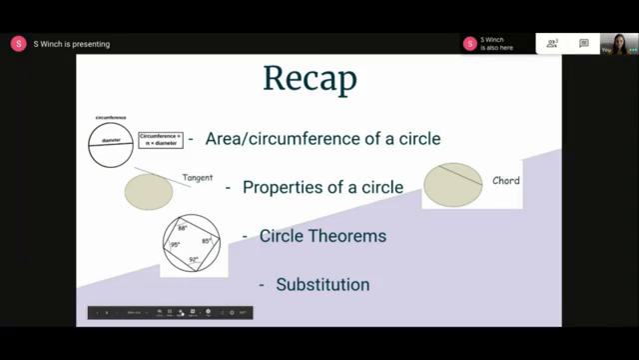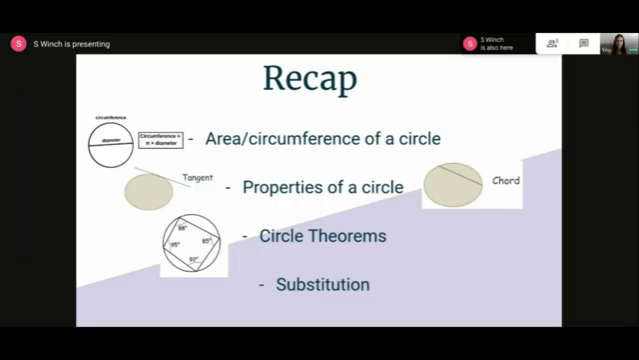So if we start off by recapping, we looked at area and circumference of circles. We spoke about the diameter, which of course is the line that goes all the way across a circle through its centre point. And then we've got the radius, which goes halfway from the edge of the circle through to the centre point. Of course, the formula for area of a circle we said was 3.14, which is better known as pi, times the radius squared. For circumference, it's pi times diameter.